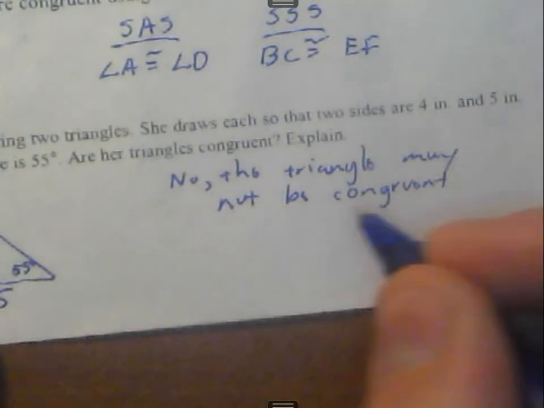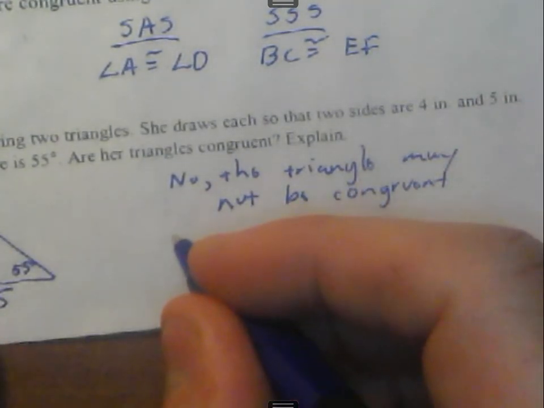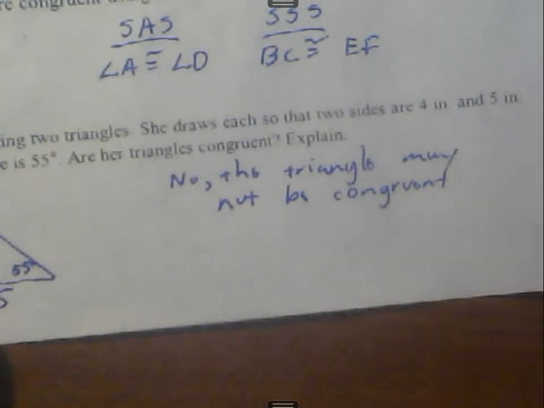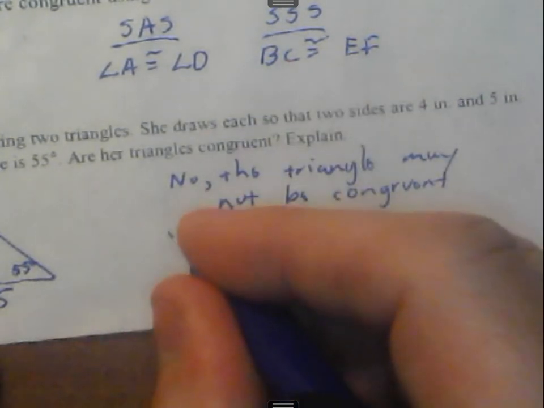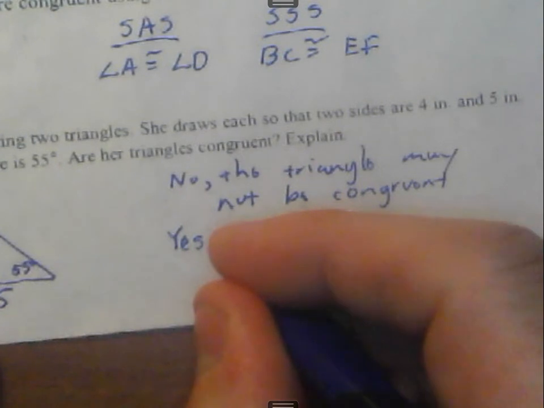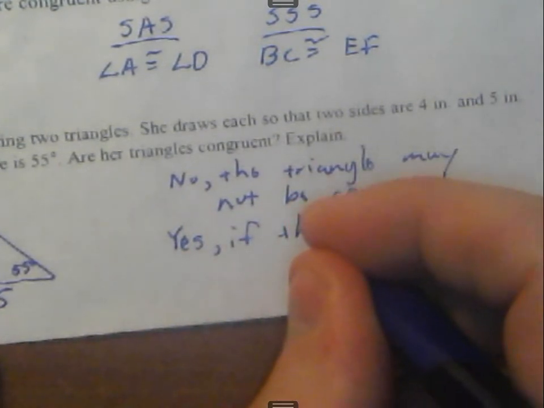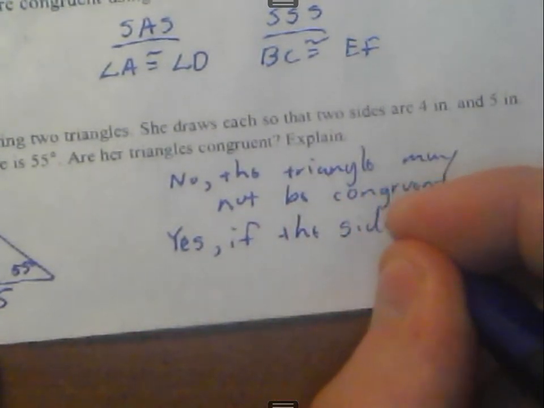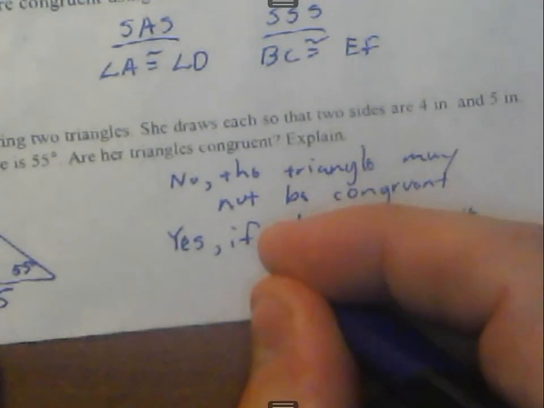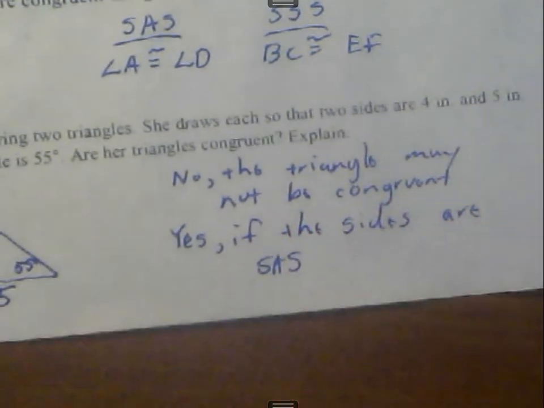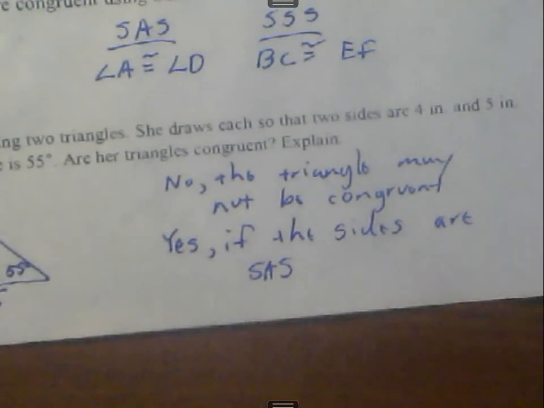Or you can also have a yes and say they are congruent if everything is in the right spot, if you have side angle side. So it either could be no or it could be yes if the sides are side angle side. So it can either be both ways. It depends on how you look at the problem. So that can be either a no problem or it can be a yes problem.